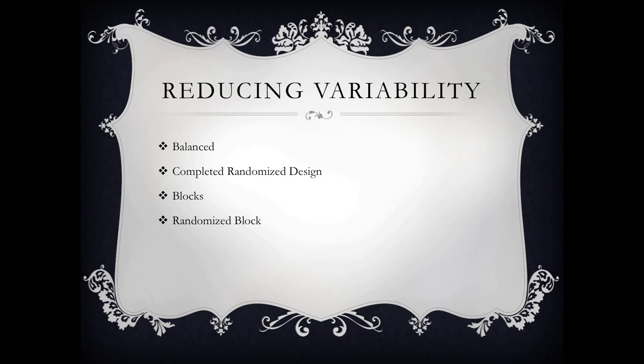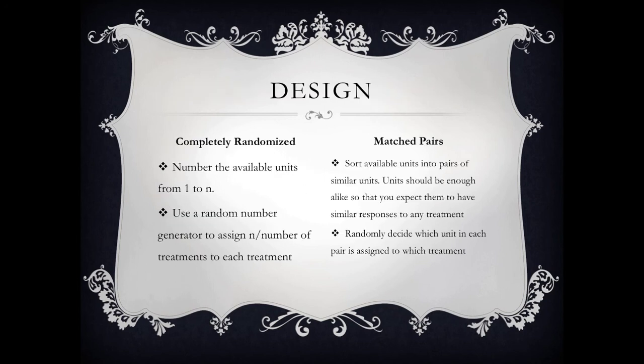In order to reduce the variability, you need to make sure that it's balanced so that you have the same number of people in different kinds of treatment, or in the treatment and the control group. You need to have a completely randomized design, so you need to make sure that your design is randomized. And then you can have things called blocks or randomized blocks, and we'll get a little bit more into that.